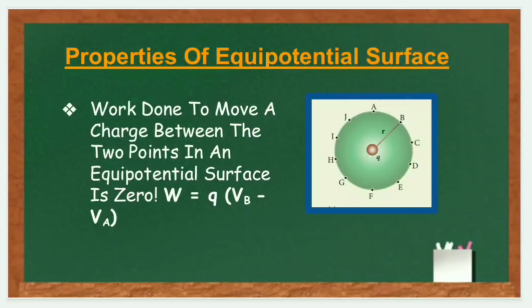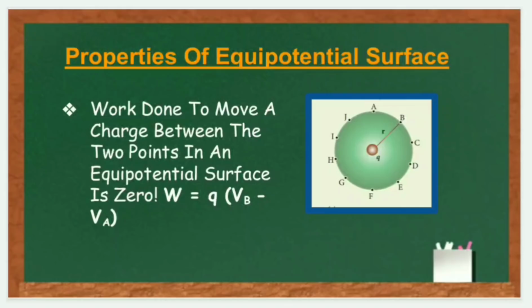Work done to move a charge between two points on an equipotential surface is always 0. So when you have to move a charge of any magnitude between two points on the equipotential surface, the work done is always equal to 0. How come? Look at the diagram given here. Q is the charge present at the center. Imagine that we are bringing another charge q from point B to A or A to B, whatever it is. They are equipotential surfaces after all.